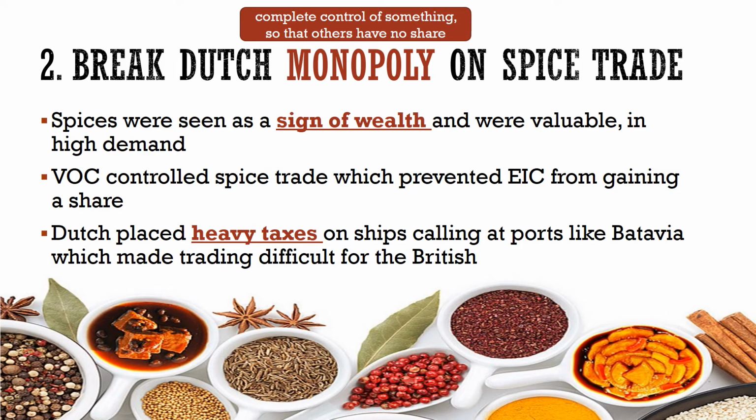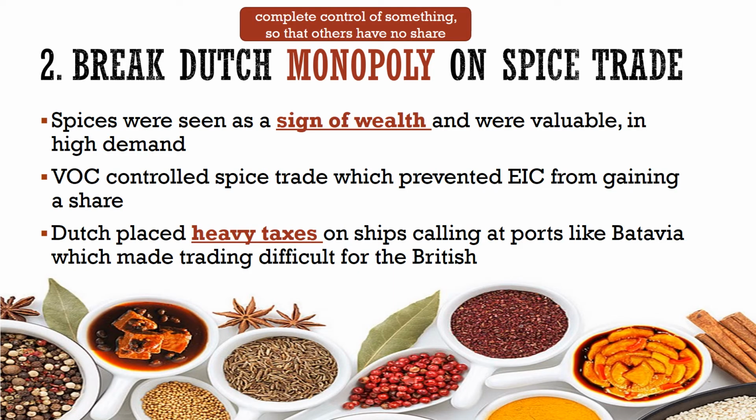The second reason again has to do with the Dutch. They wanted to break the Dutch monopoly on spice trade. What do I mean by that? First, I need to break down the term monopoly. Monopoly means if I'm monopolizing over the other, I want to have complete control of something so that others have no share. So if the British want to break the Dutch monopoly, it means that they want to make sure that the Dutch don't have complete control so that they, the British, can have a share of the spice trade.